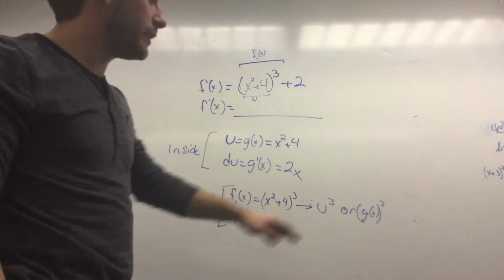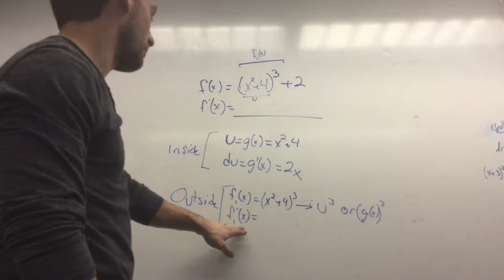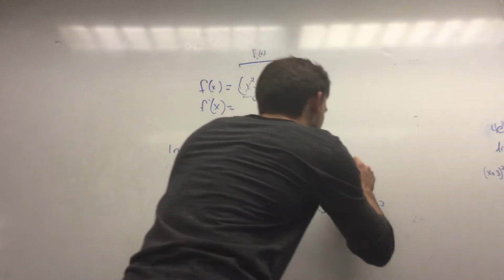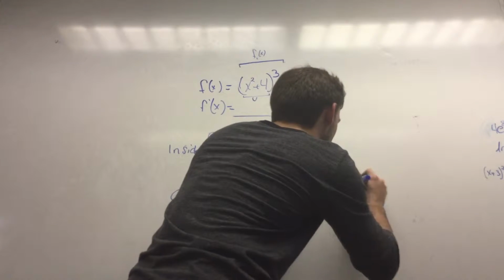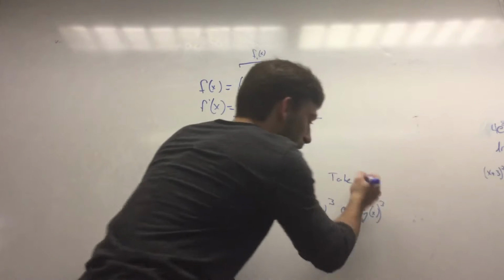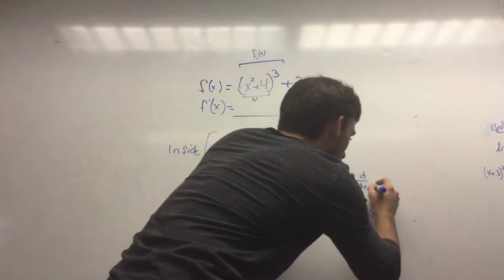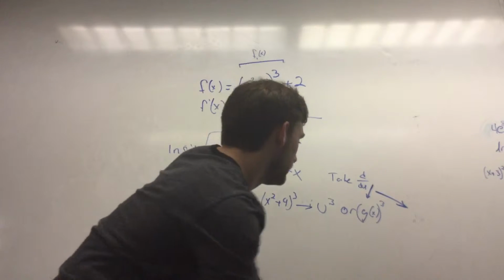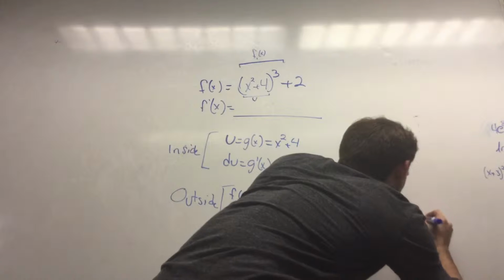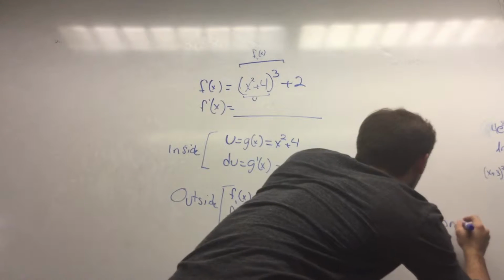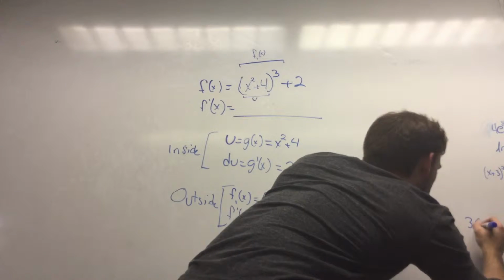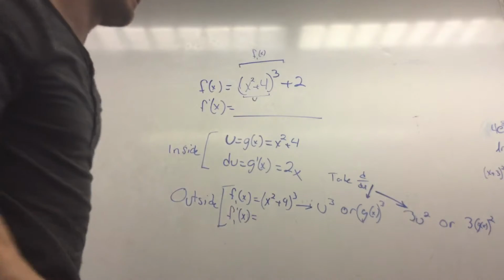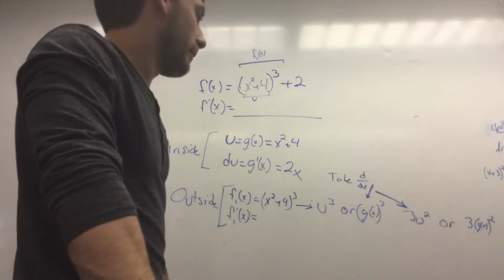Now I'm going to take the derivative of this. So I'm going to get my f prime of x. So to do that, I'm going to take d dx, which means derivative of this, which is going to give me 3u squared, or 3 times g of x squared. Same thing. It's the exact same thing. So now we got that.